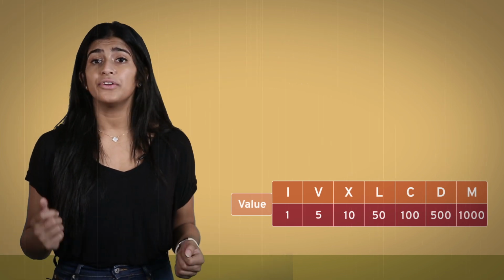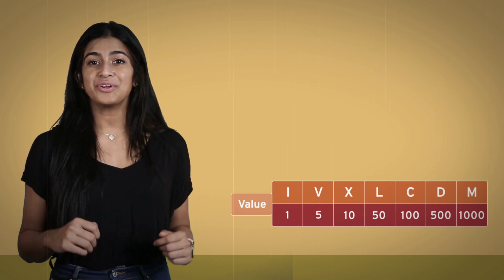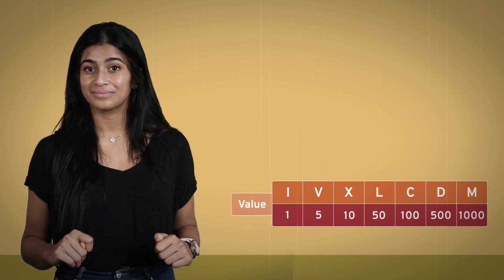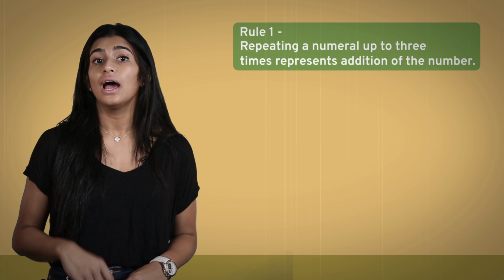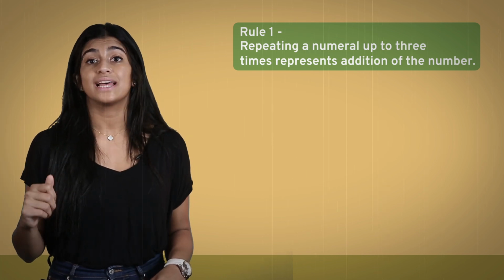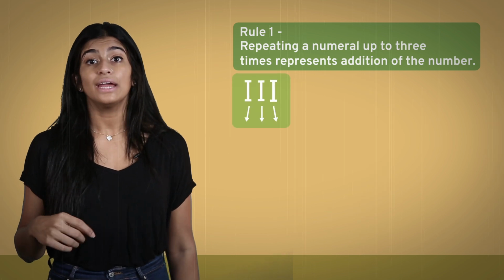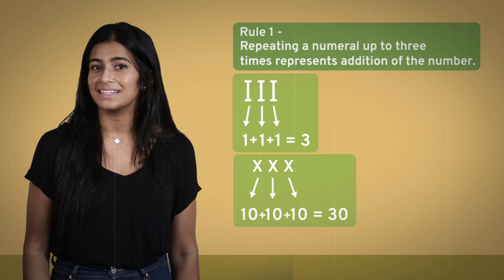But how did they write numbers other than those represented by the symbols? They created combinations of these symbols using some rules. So, rule number 1. Repeating a numeral up to 3 times represents addition of the number. For example, III represents 3 or XXX represents 30.